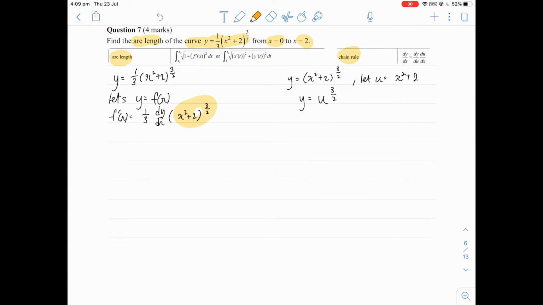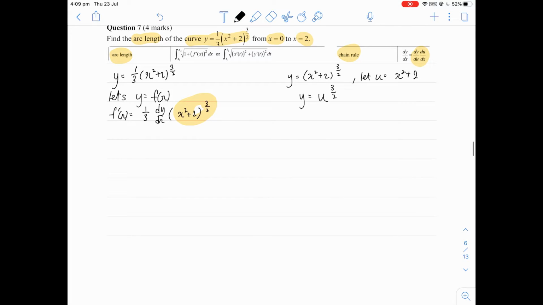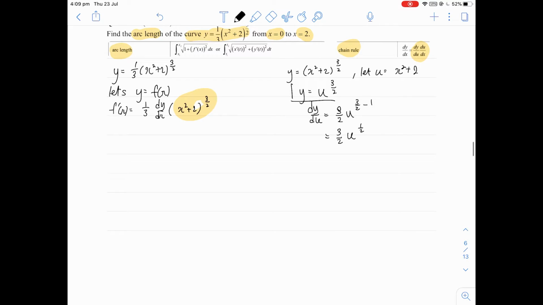Now, in the chain rule formula, we need dy/du and du/dx. So let's get dy/du first. dy/du is simply the differentiation of this. So we'll get dy/du as 3 on 2 u to the power of 3 on 2 minus 1, which we'll get to be 3 on 2 u to the power of 1 on 2. Now let's get du/dx. All we have to do is differentiate this. So du/dx is 2x.